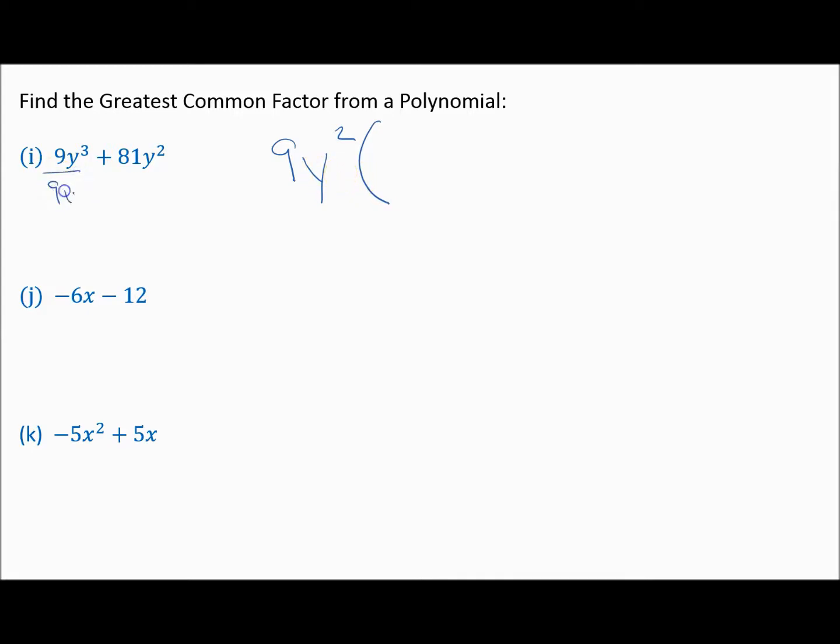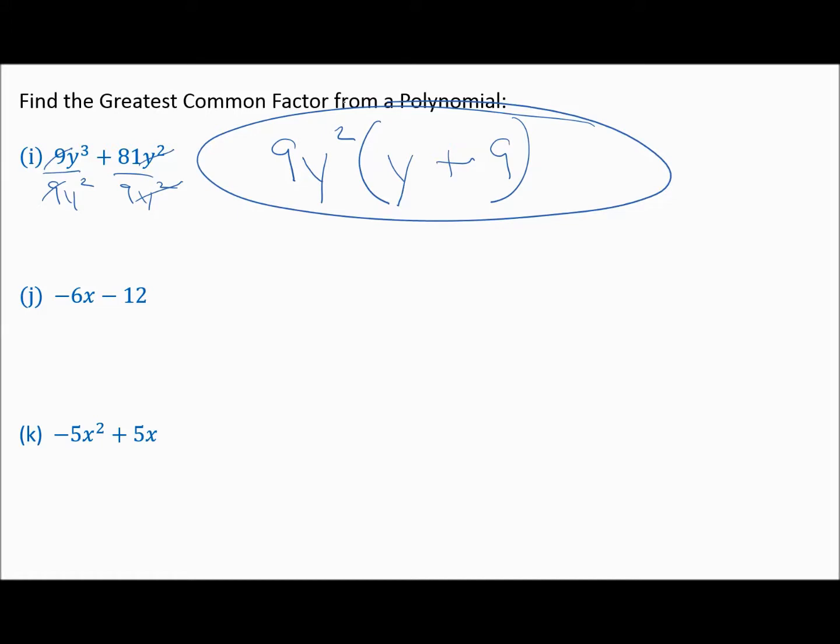Now, each one of these, I'm going to divide by 9y squared, right? So this 9 and this 9 cancel. Y to the third divided by y squared. Remember, you subtract exponents. 3 minus 2 leaves you y to the first. You can put the 1 there or not. Plus 81 divided by 9 gives you a 9. And then y squared and y squared, they cancel each other out. And there we go. Now again, to check yourself, you distribute it back. 9y squared times y is 9y to the third. 9y squared times 9 would be 81y squared. So that means we did it right, and we checked it too.